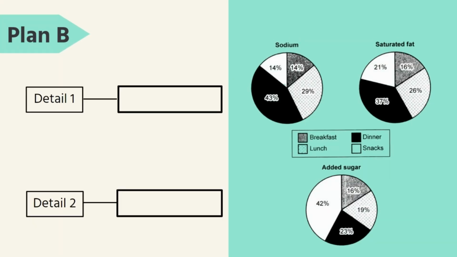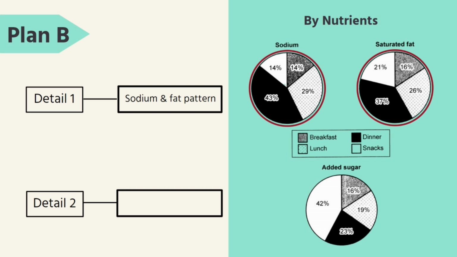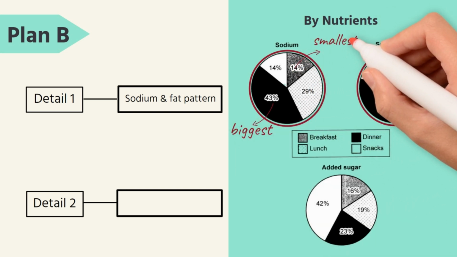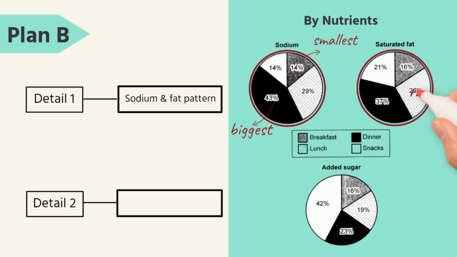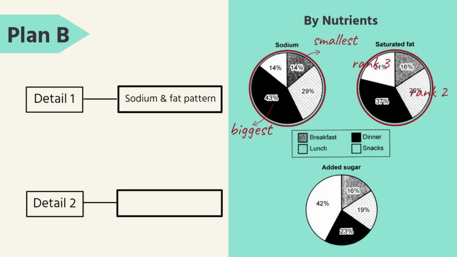How to change the perspective? Quite simple. The subject will be the nutrients instead of meals. First, compare sodium with saturated fat. They have similar patterns. Dinner being the largest share and breakfast being the smallest share. Second, lunch ranks 2, snack ranks 3 for both nutrients. So we will compare their pattern in detail paragraph 1.